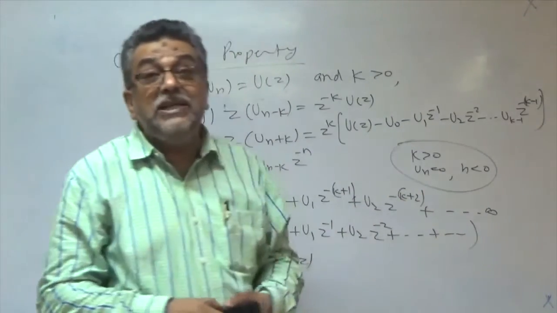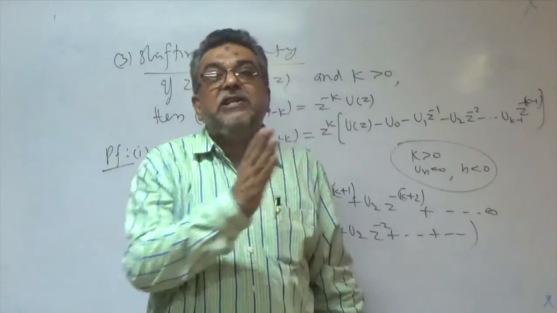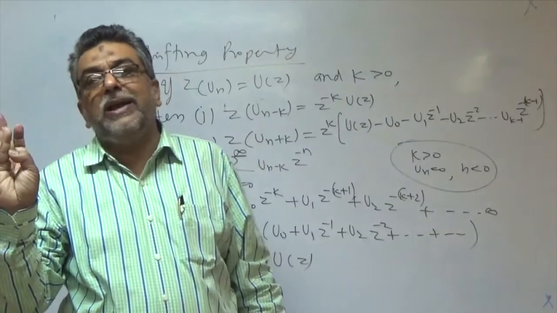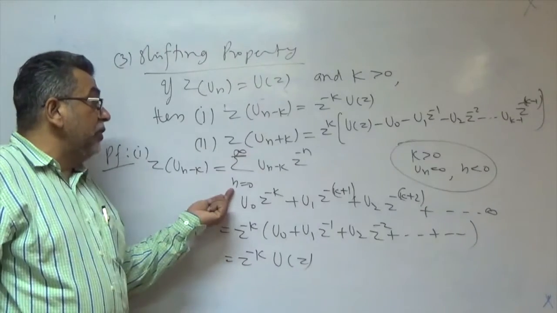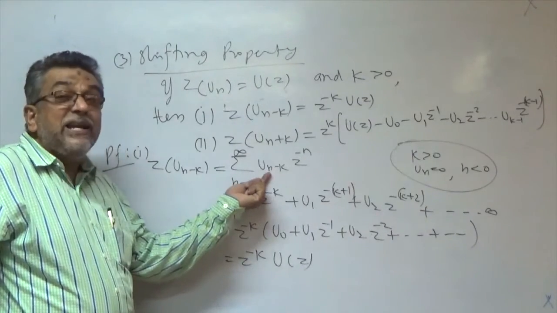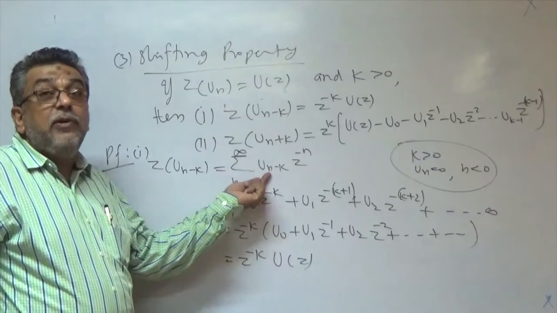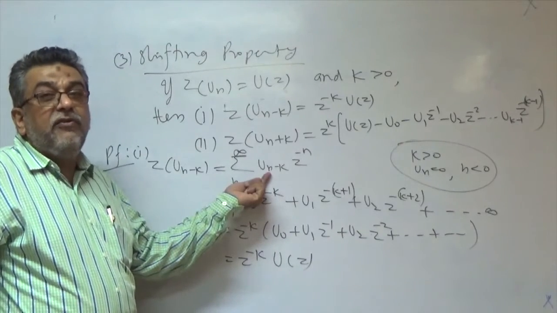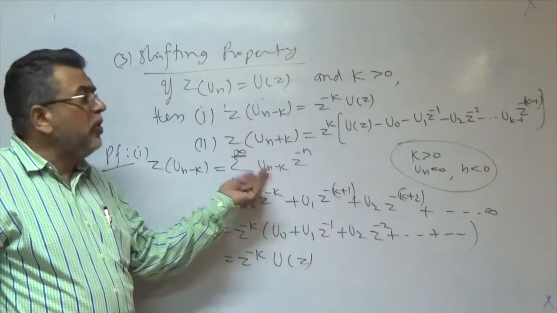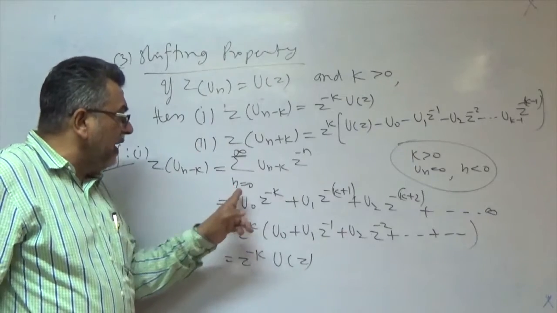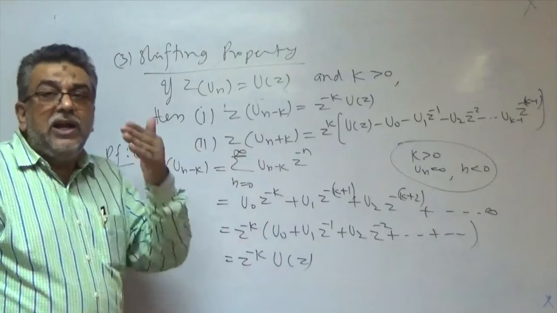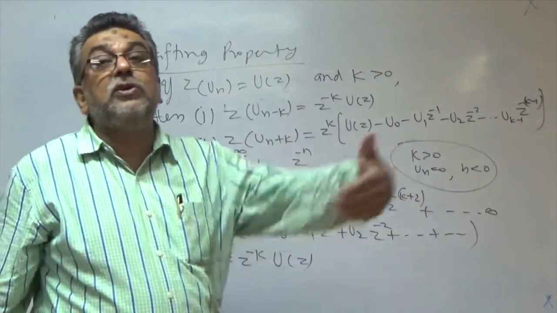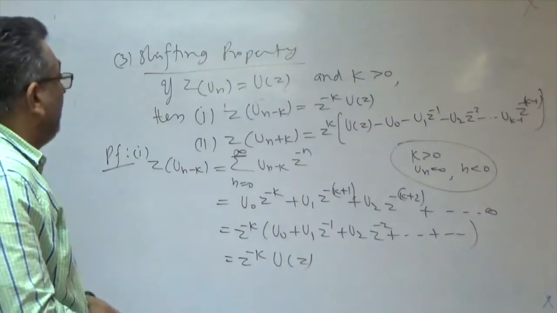For negative n, meaning for all negative indices, u minus 1, u minus 2, u minus 3 are vanishing. So if you open from n equal to 0, that is u minus k, and because k is positive, u minus k, u minus 1, u minus 2, all of them are 0. So it will start from n equal to k. So we substitute the values here, n equal to k, k plus 1, k plus 2 and so on up to infinity. This is the proof of the first property.